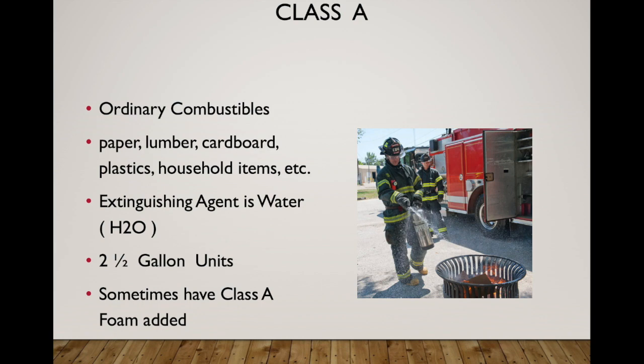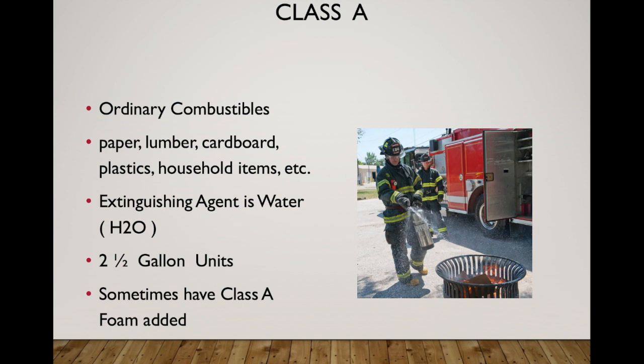A Class A fire is ordinary combustibles such as paper, lumber, cardboard, plastics, and other household items. The extinguishing agent for a Class A fire is water. Our portable fire extinguisher is a pressure water can, typically holding 2.5 gallons of water, and sometimes we'll add Class A foam to this extinguisher.